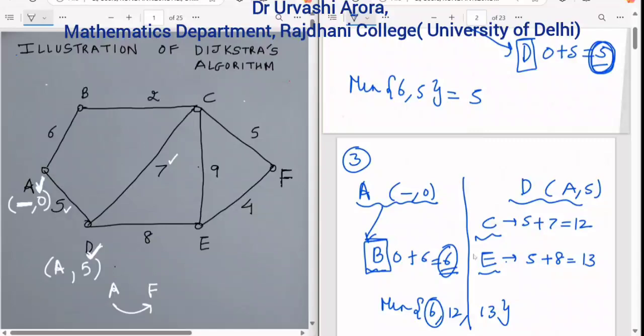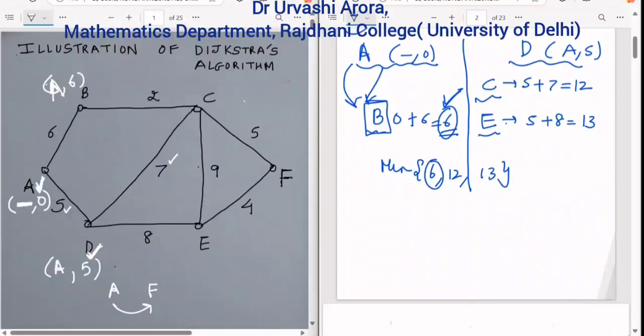So B receives the label, which is in the form of an ordered pair, something, comma, something. And the second part of this ordered pair is going to be this minimum, which is 6. And because of which vertex is B receiving a label? B has received a label because of A. So A, comma 6 is the label of B. So this step is now complete.